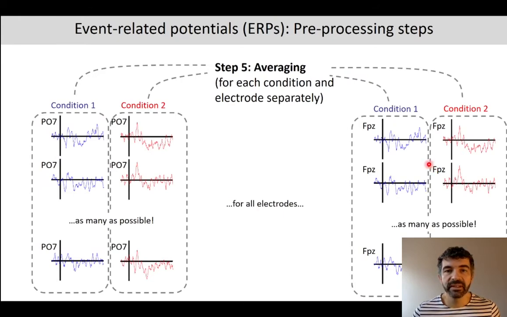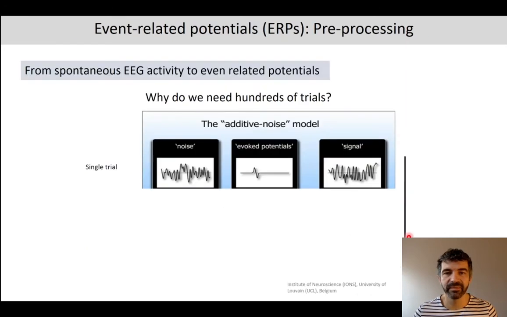Then the next step is averaging. So for each condition and electrode, we need to separately average across all the trials that are still there after the artifact rejection. So for example here, this is for PO7, one electrode on the left hemisphere, and then FPZ would be a central frontal electrode. So for each of these electrodes, we average across all the trials that we have for condition 1, condition 2, same here. And of course we would do this for all electrodes.